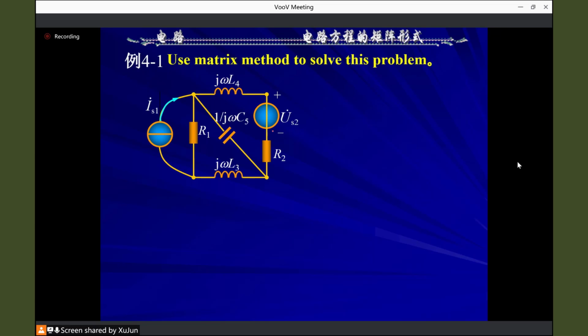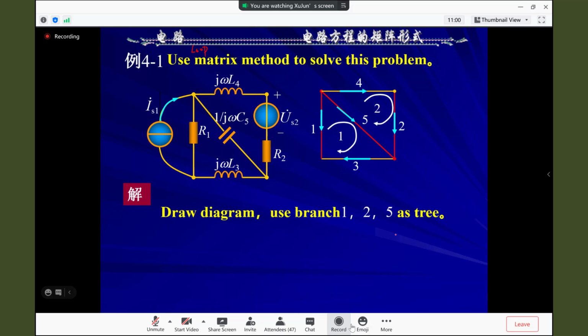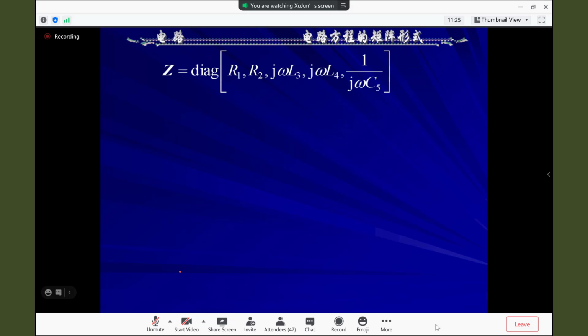For example, use the loop matrix method to solve this problem. Draw the diagram at first. And we use 1, 2, 5 at first as the tree. So 3, 4 is the cotree. 1, 2, 3, 4, 5. Loop 1, loop 2. Draw matrix B at first. And write the Z, the branch impedance matrix.